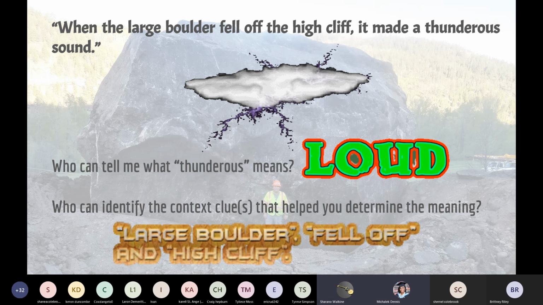All right. When the large boulder fell off the high cliff, it made a thunderous sound. We can tell. Okay, so basically thunderous, well, we have the word there. Thunderous means what? Based on you reading it, it's telling you that thunderous means loud. Okay? So, identifying the words to help you determine the meaning: large boulder fell off a high cliff. If a large boulder fell off a high cliff, clearly you know that the sound is going to be loud. Good job, students. I see someone said loud.